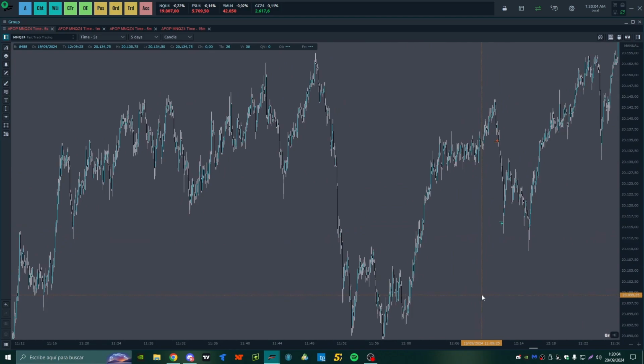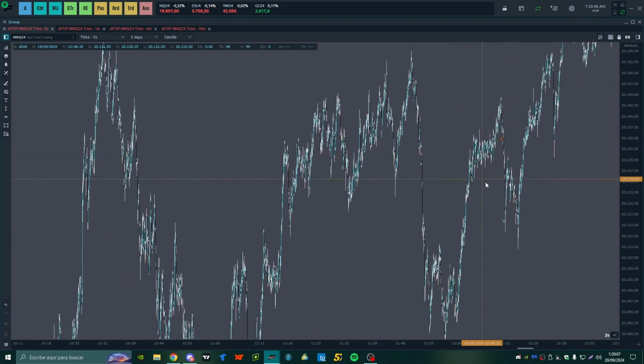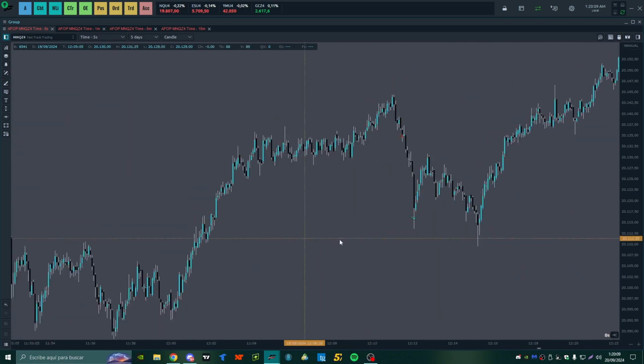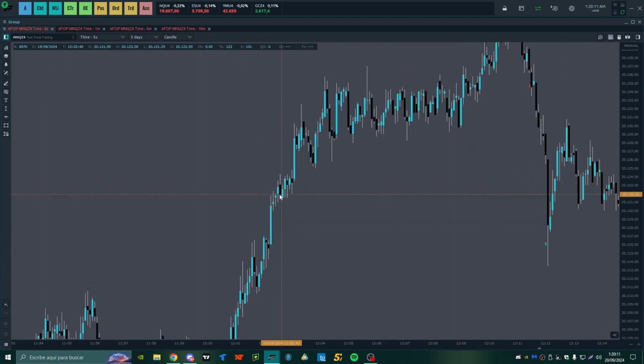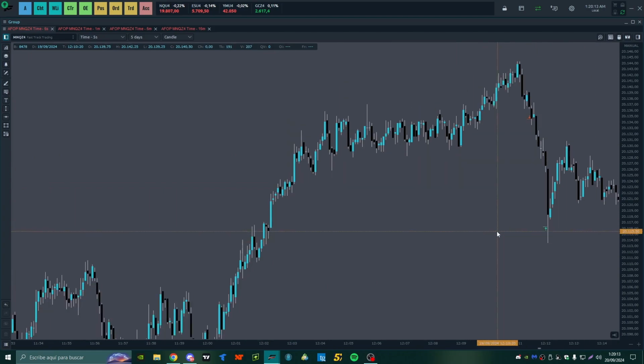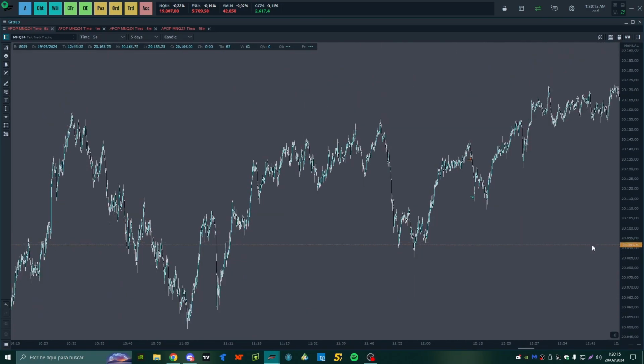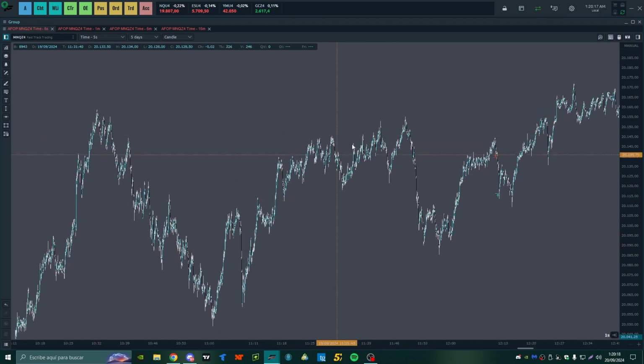I had the chart more or less like this. I usually have the chart like this. I don't get lost in the candles. I don't scrutinize every candle, every little thing. No, I normally have it zoomed out. I've trained my eyes, so I know where my highs and lows are.